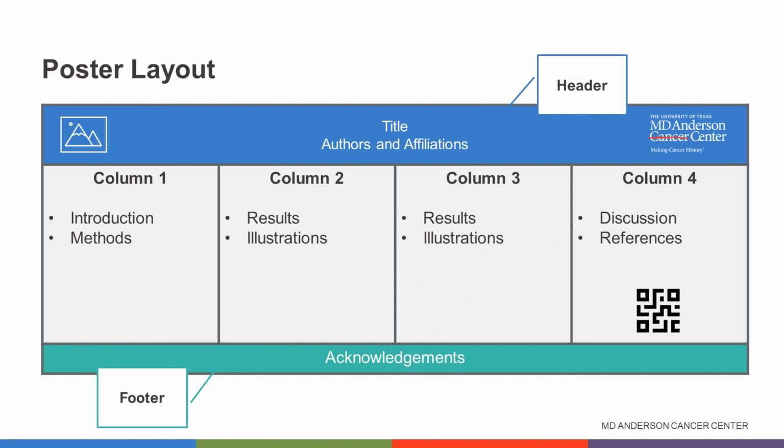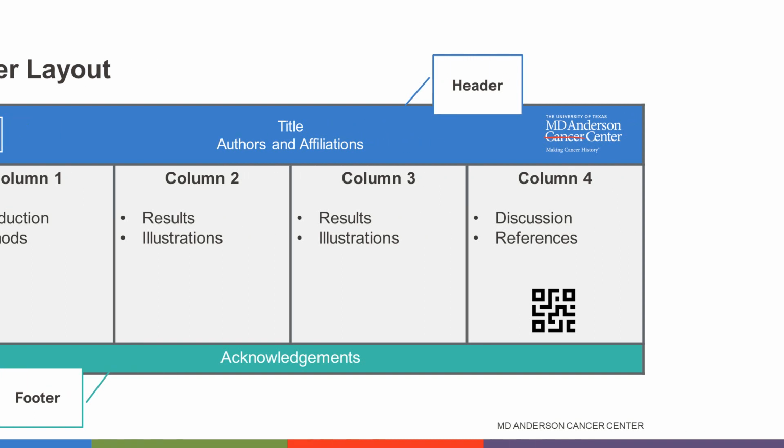Columns are used to organize the information into the sections outlined in the previous slide. A header and a footer are also present to organize the title and authors and acknowledgments. Typically, a picture and logo are also included in the header, and sometimes a QR code linking to the complete project is provided in the bottom of a column.